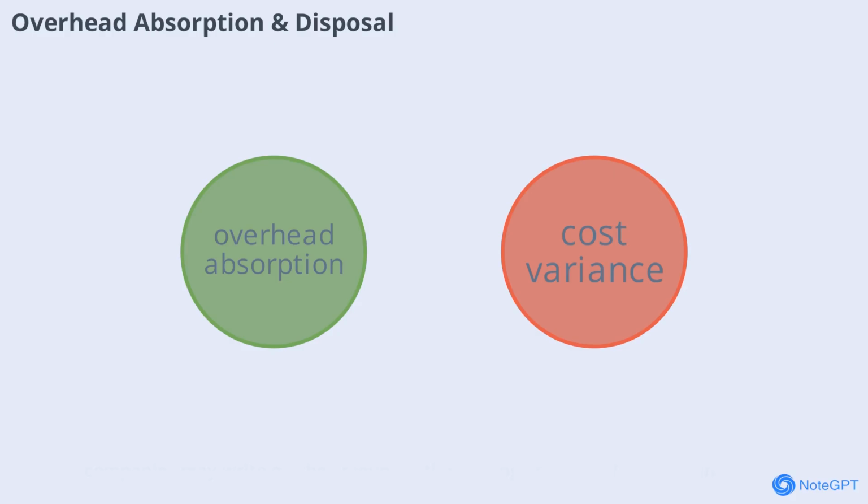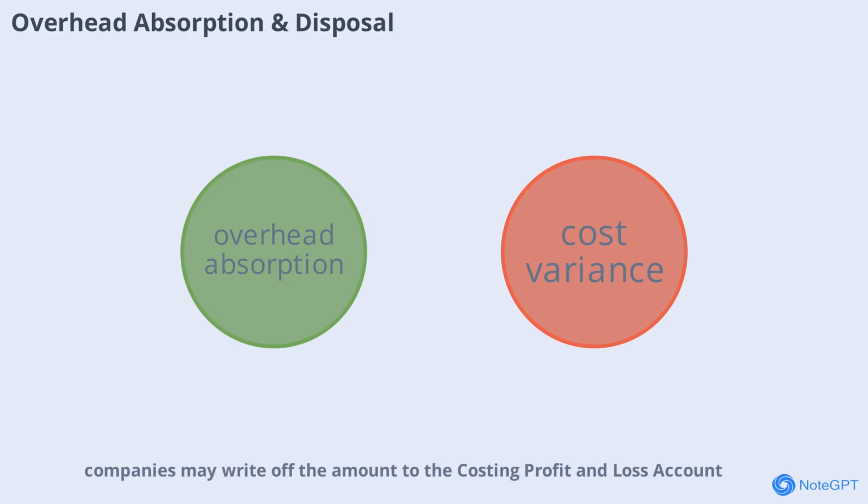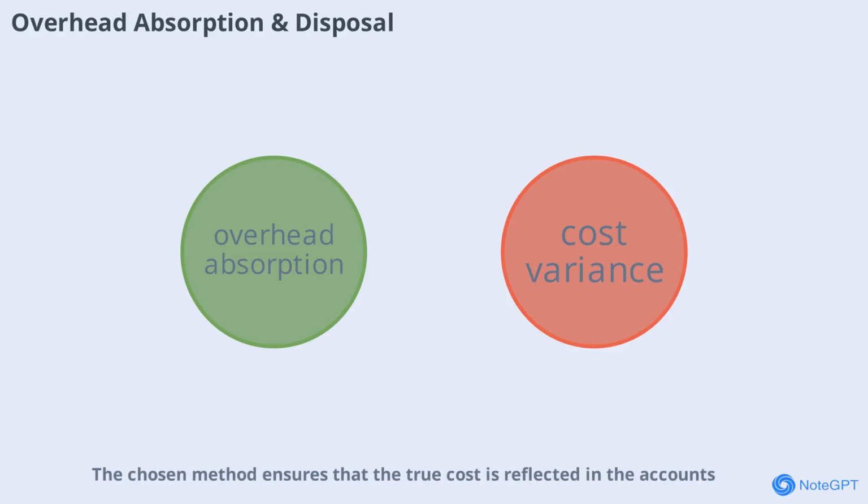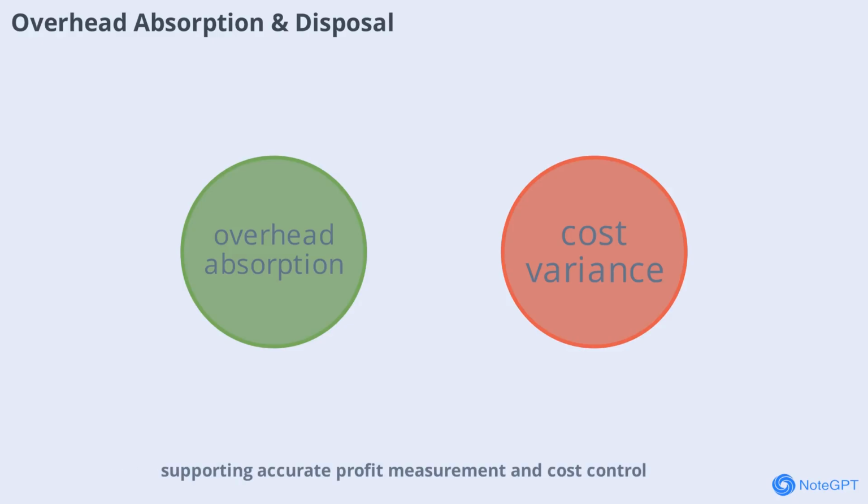To address these differences, companies may write off the amount to the costing profit and loss account, apply a supplementary rate to adjust inventory and cost of sales, or in rare cases carry the difference forward to the next period. The chosen method ensures that the true cost is reflected in the accounts, supporting accurate profit measurement and cost control. Proper handling of overhead absorption variances is essential for maintaining the integrity of cost accounting records and for making informed management decisions.